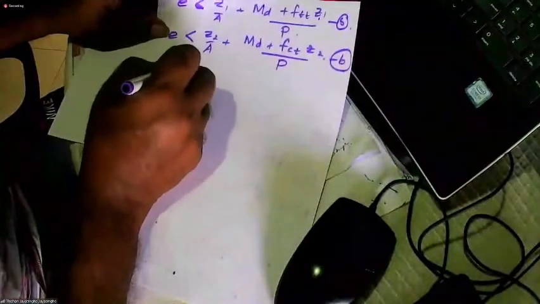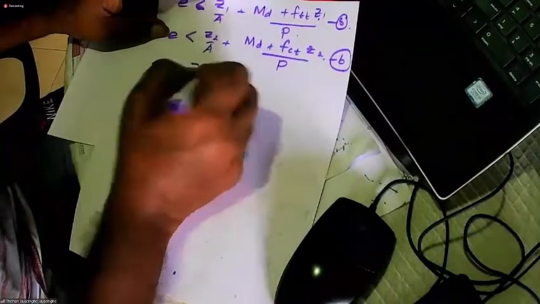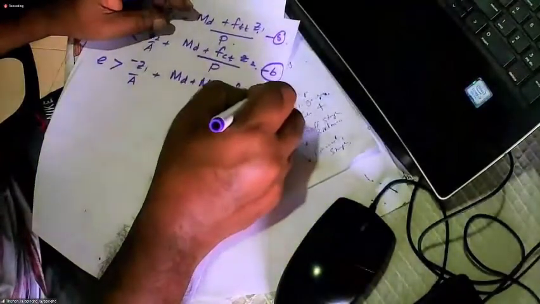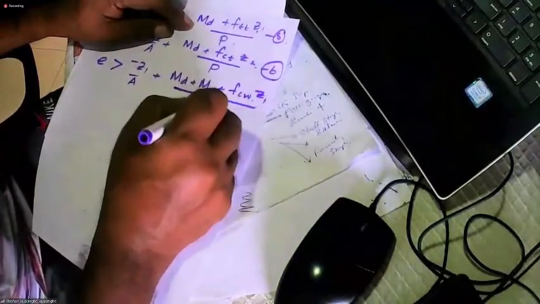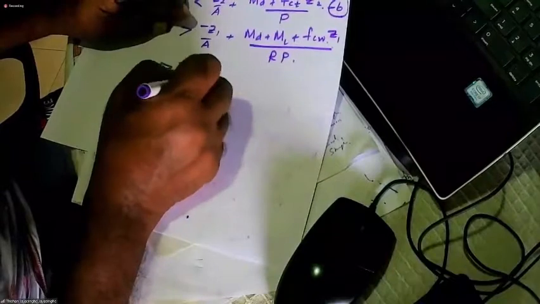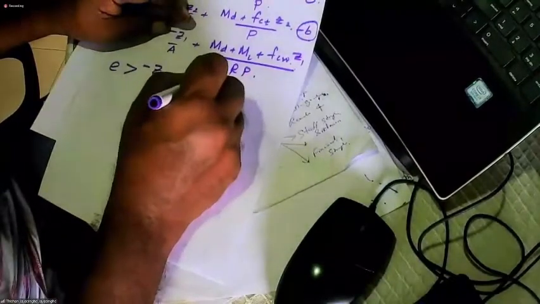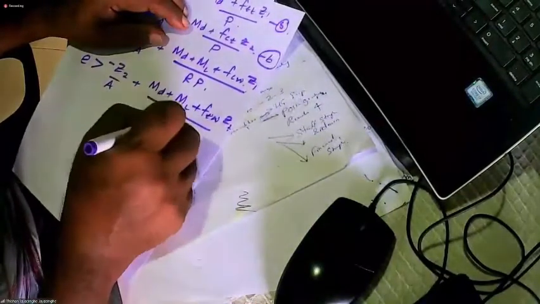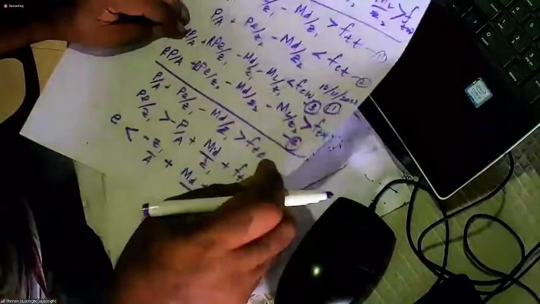So you get E should be greater than Z1 over A plus MD plus ML plus FCW Z1 over RP. And the last equation, you get E should be greater than Z2 over A plus MD plus ML plus FTW Z2 over RP. We get equations like that.